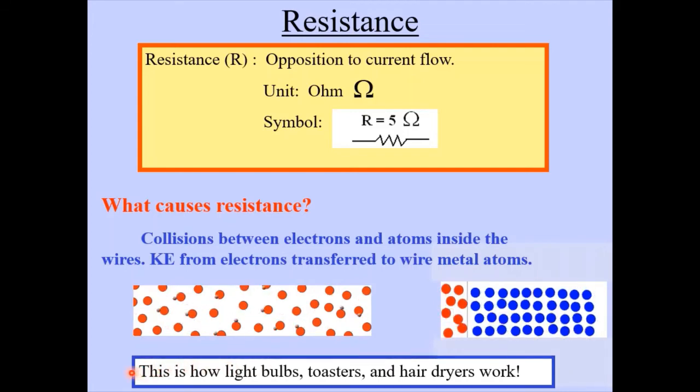This is how incandescent light bulbs, like the type that Thomas Edison invented, toasters and hair dryers work. They use this principle of taking electric energy due to these moving electrons and converting it into thermal energy, where we have a lot of vibration of the atoms.